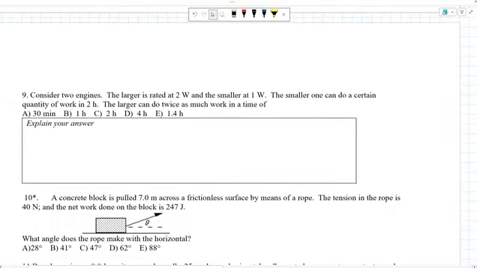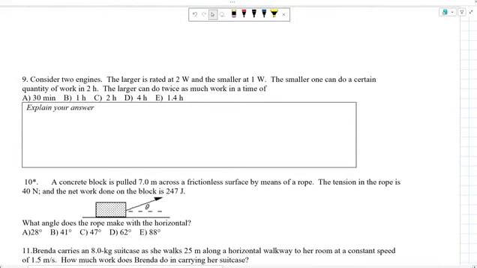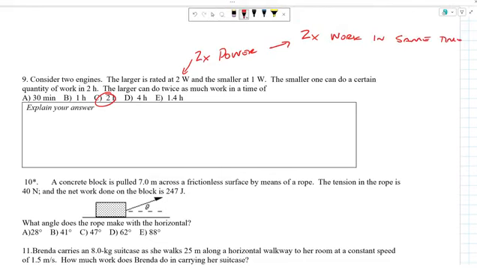Consider 2 engines. The larger is rated at 2 watts and the smaller at 1 watt. The smaller engine can do a certain quantity of work in 2 hours. The larger can do twice as much work in a time of 2 hours, right? So this is twice the power, which means either twice the work in the same time, or the same work in half the time.